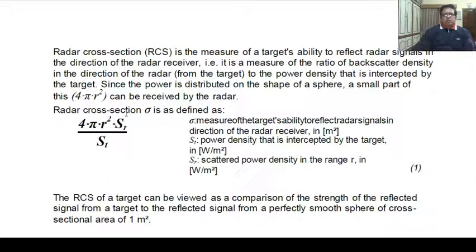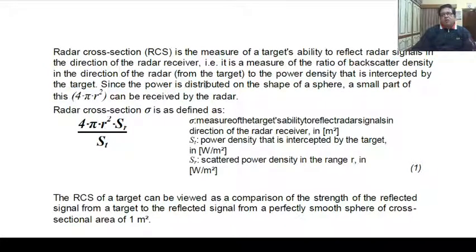Calculation of radar cross-section. Radar cross-section is the measure of a target's ability to reflect radar signals in the direction of the radar receiver. In a different way we can define it. What is RCS? It is a measure of the ratio of backscatter density in the direction of the radar from the target to the power density that is intercepted by the target.